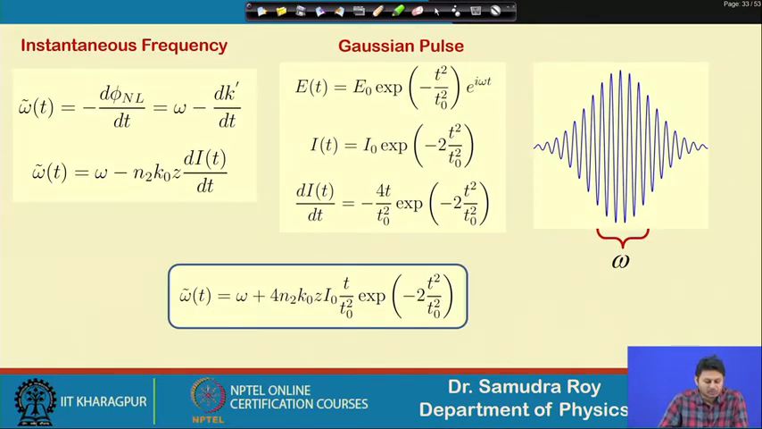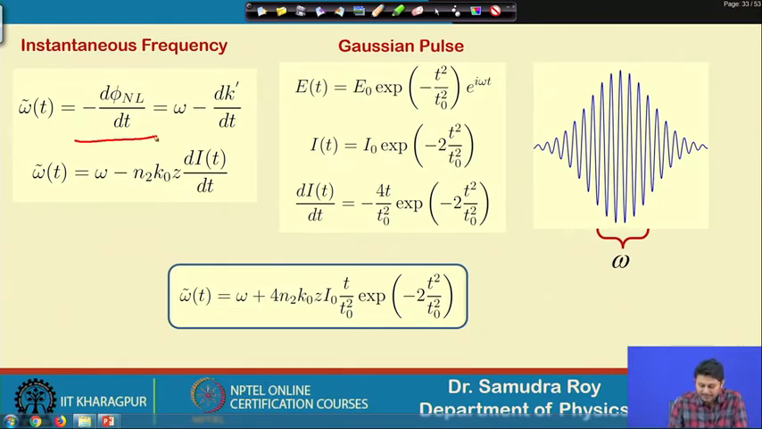Okay. Now, another important thing is the instantaneous frequency. The instantaneous frequency is the nonlinear phase differentiated with respect to time, with a negative sign. This is the expression of the instantaneous frequency. Since the nonlinear phase phi nonlinear contains the intensity, it is important to know that this intensity is a function of t. That means the value of the instantaneous frequency can be a function of time.